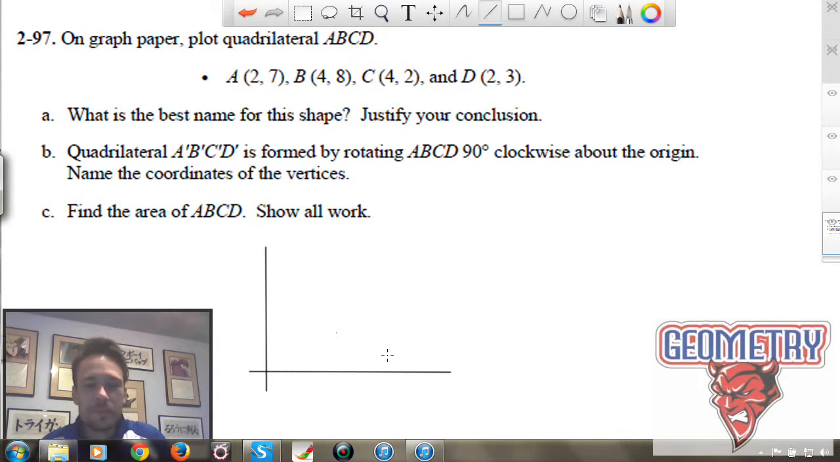Okay. So these are just our axes. Those are the x and y axis. I'm just going to sketch these points. So 2, 7. So there's 2, 7. We got 4, 8, which is about there. Then we got 4, 2, which is about here. And then 2, 3, which is about here.